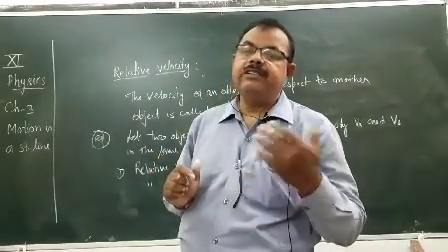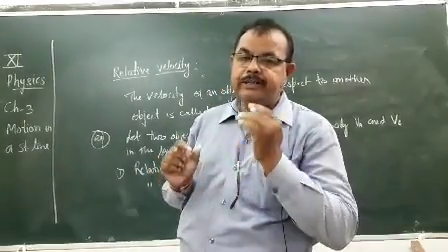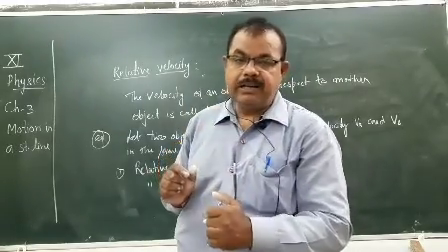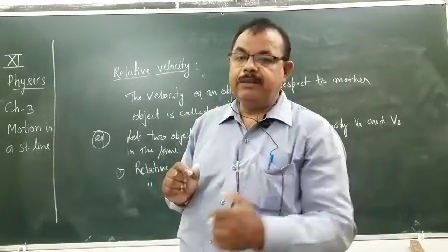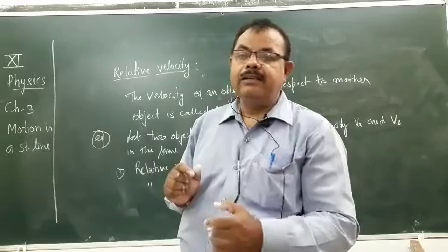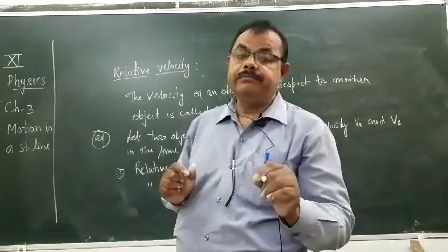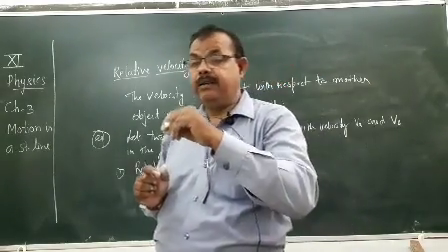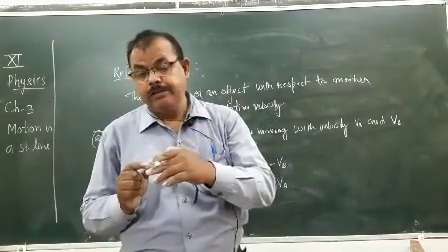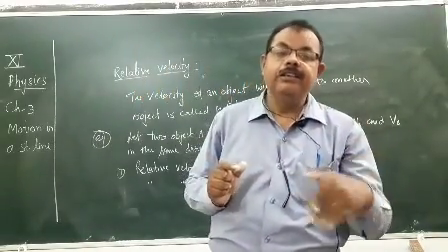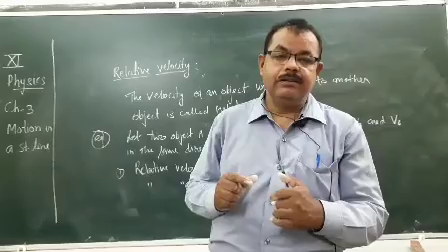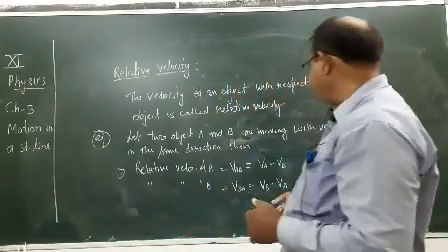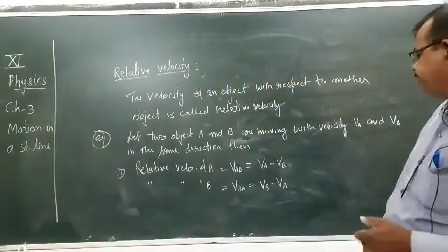If their velocity is different, suppose one train is moving at 80 km per hour and the second at 60 km per hour, then there will be relative velocity. The relative velocity of the first train will be 80 minus 60, 20 km per hour. Okay. So, relative velocity means the difference of the velocities.